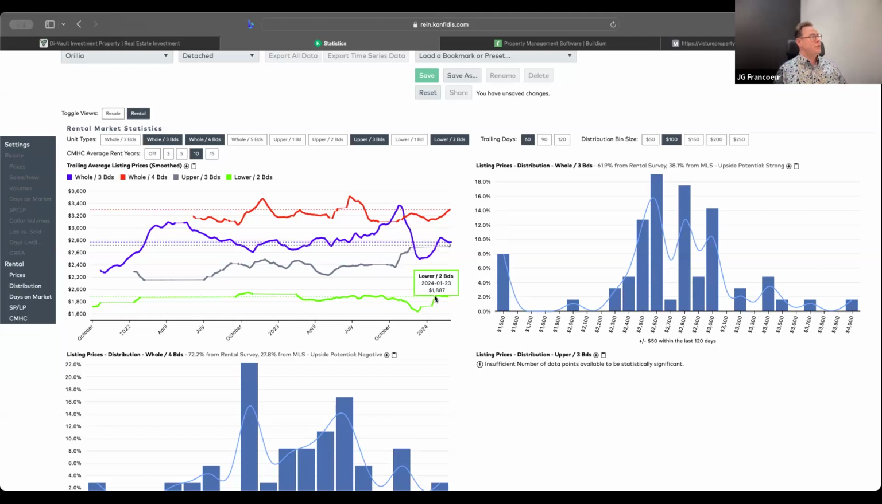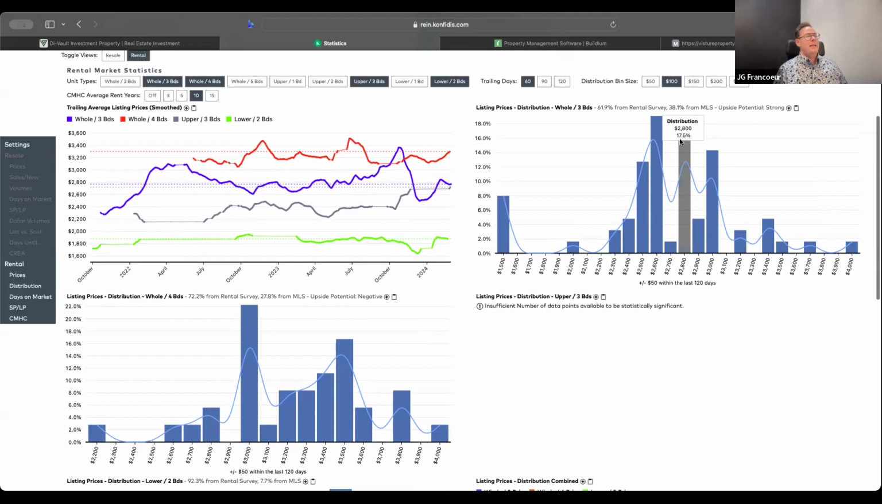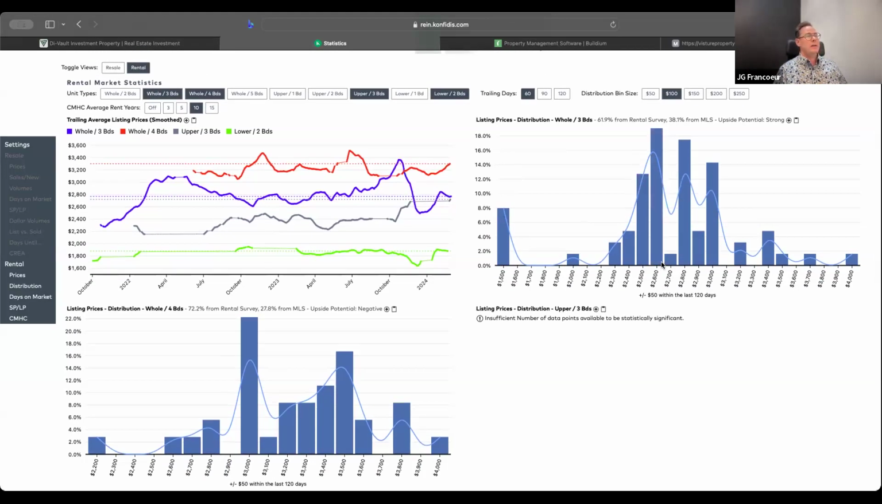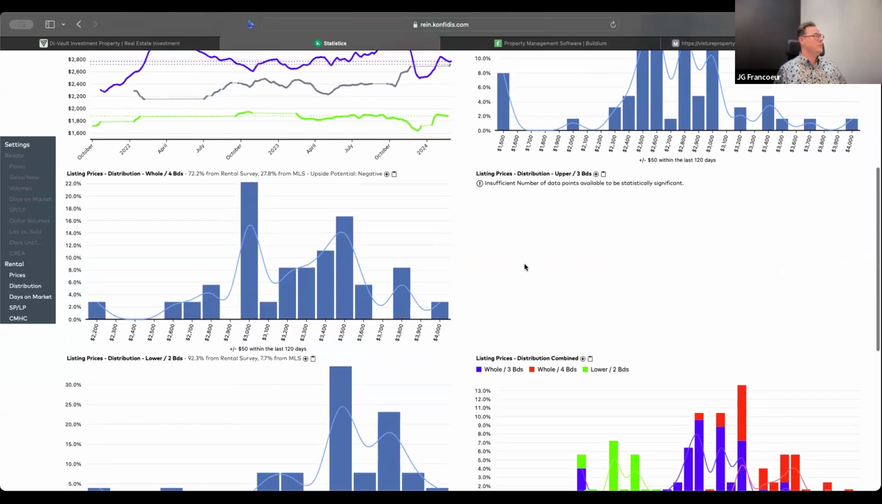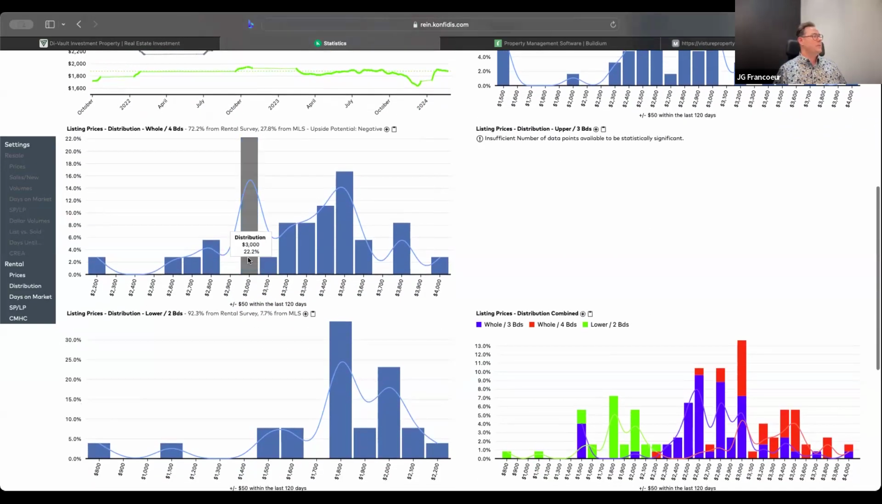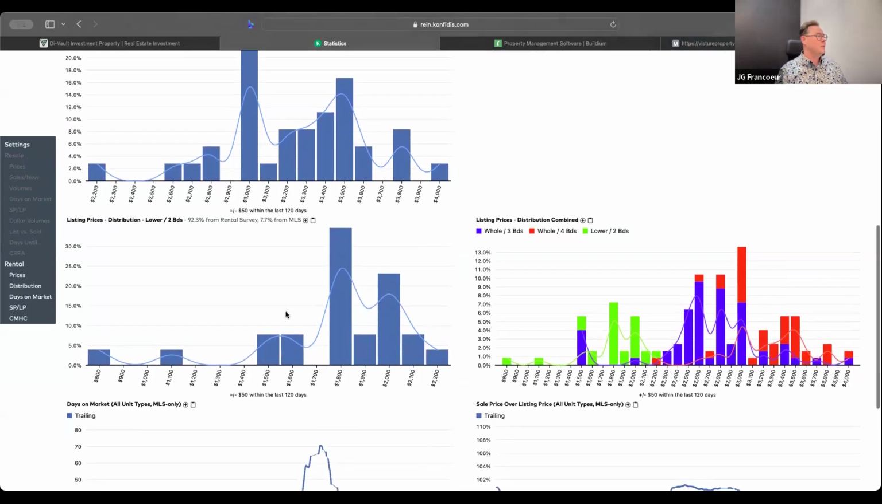And you can see that the 2-bedroom lowers are essentially flat, maybe a little bit of compression there, but mostly flat. And here's the distribution for 3 bedrooms in Orillia. You can see a 3-bedroom home. The distribution is somewhere between 2,500 and 2,800 for a 3-bedroom home. A 4-bedroom home is essentially, the big distribution is between 3,000 and 3,500. Like, that's Orillia, people. People ask me all the time, why do you invest in Orillia? Right there. You're seeing the numbers.